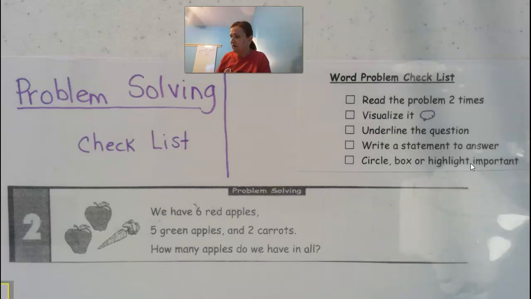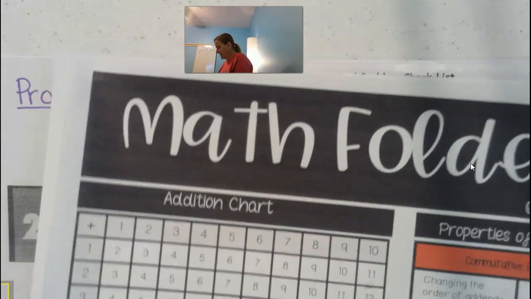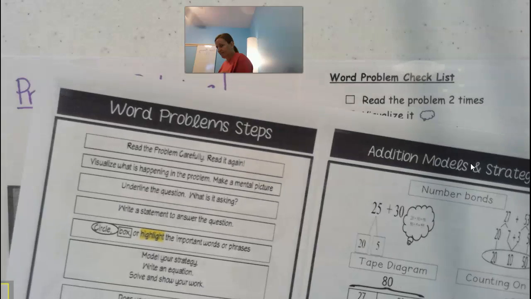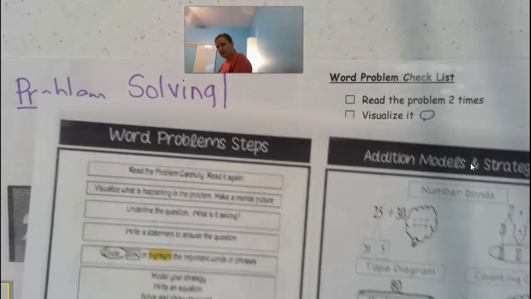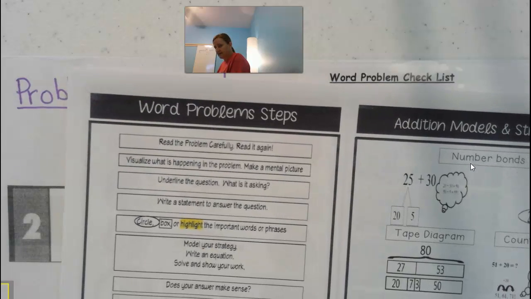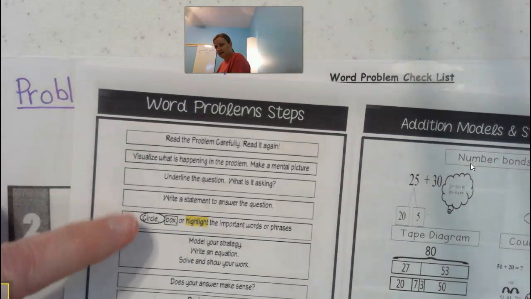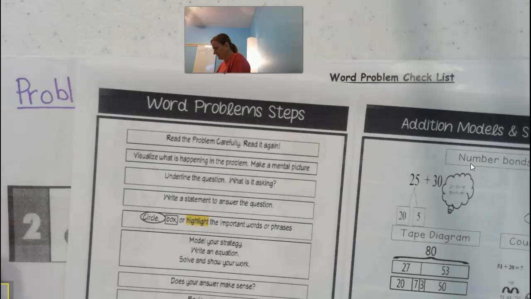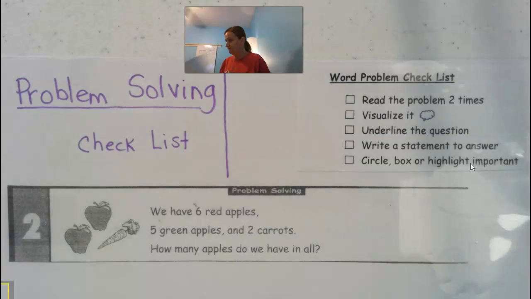So in your math binder, let's see if this shows up. Whoa, it's really close. In your math binder, I added these colorful math strategies and supports, and you will see a word problem steps in there, and I kind of made up the checklist I'm using today from that checklist that's in your math folder. So just to show you, you have one already.